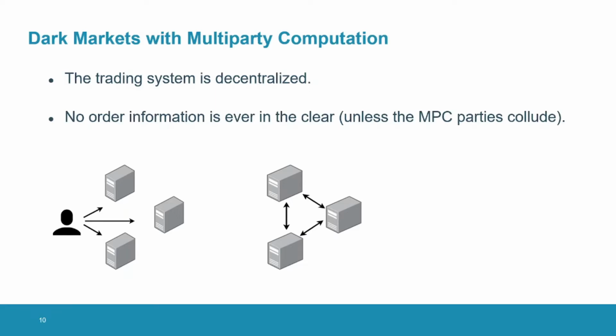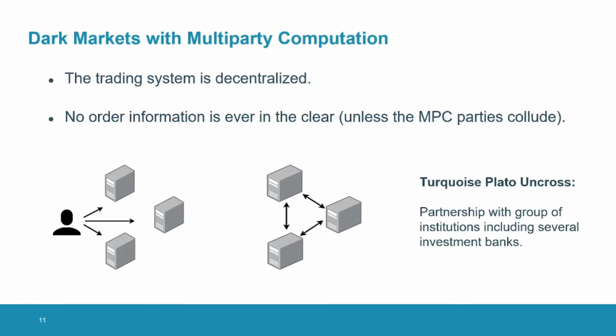Of course, for real-world deployment, it is also important to know who could play these computational parties. And one option would be having, for example, something as in the Turquoise Plato Cross. The Turquoise Plato Cross is a large dark pool owned by the London Stock Exchange Group, and it works in agreement with a group of institutions, and this includes several investment banks. And these institutions could potentially act as computational parties on a rotating basis in this MPC solution.